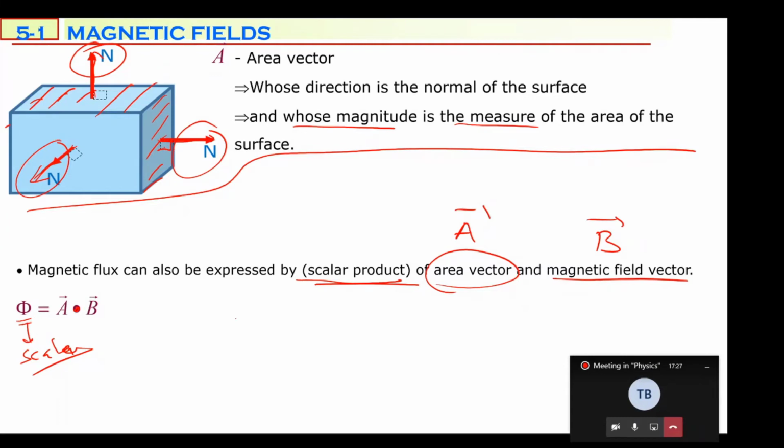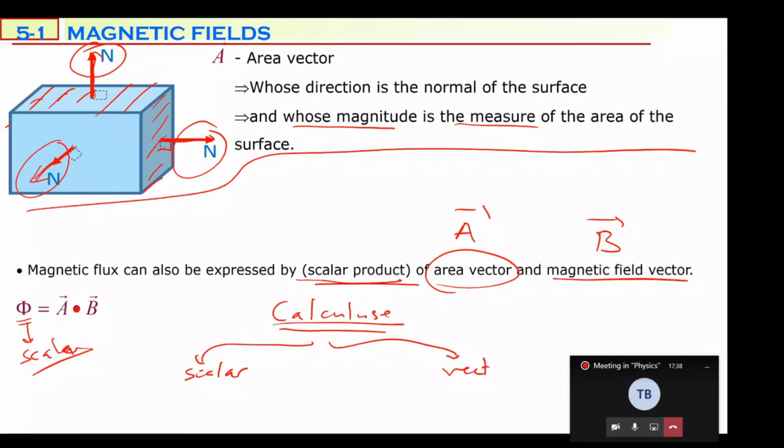In mathematics, in calculus, there are two different products. One of them is known as the scalar product. The other one is known as the vector product. For example, in the 11th grade, you learned about work. Work is equal to force dot displacement. This is a scalar product. That's why you calculated the work as a scalar. But in the 11th grade, we also learned torque. Torque is force cross distance. In here, torque is a vector product.